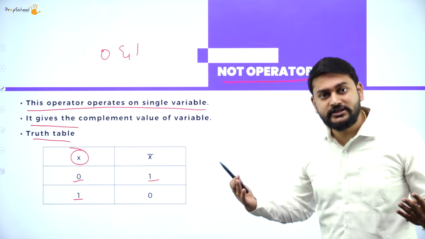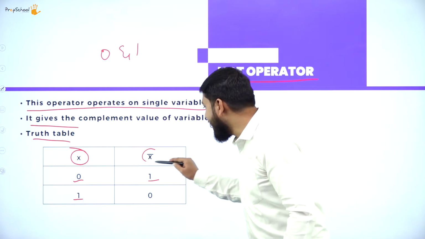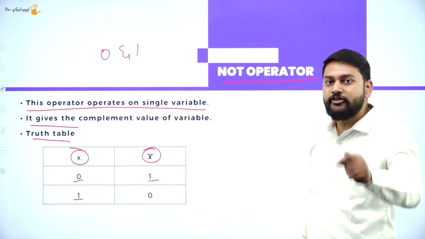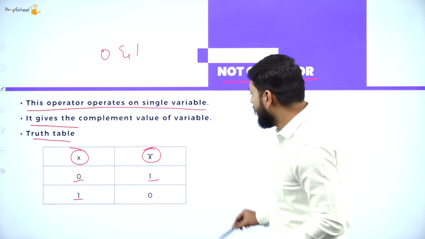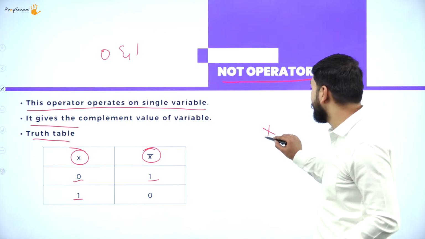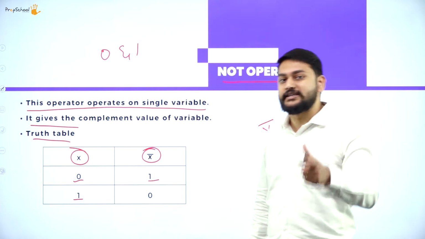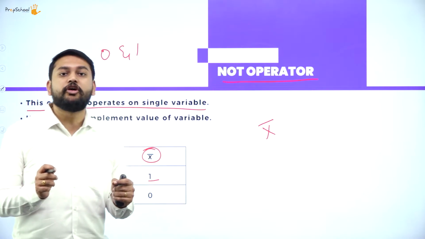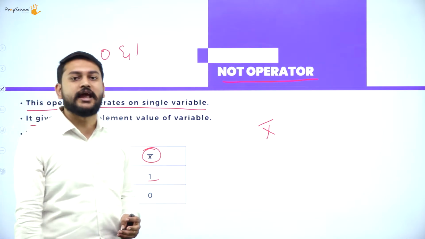But how do I represent it, sir? Please understand X dash. I have X as an input. X dash is what I will call the complement of X. That's what you need to understand here.